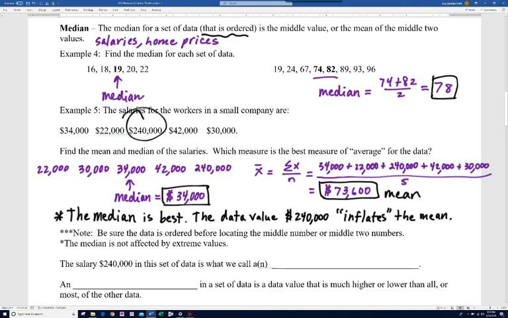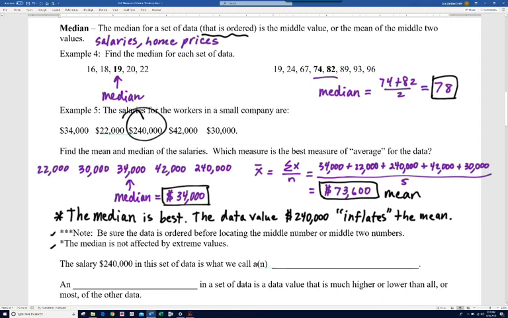Notice the two comments I made here. First of all, it says be sure the data is ordered before locating the middle value or middle two numbers. That's one of the common mistakes when people miss a problem on the test. You've got to make sure your data is in order. And then second, notice it says the median is not affected by extreme values. We know that the mean is. Notice the median is not.